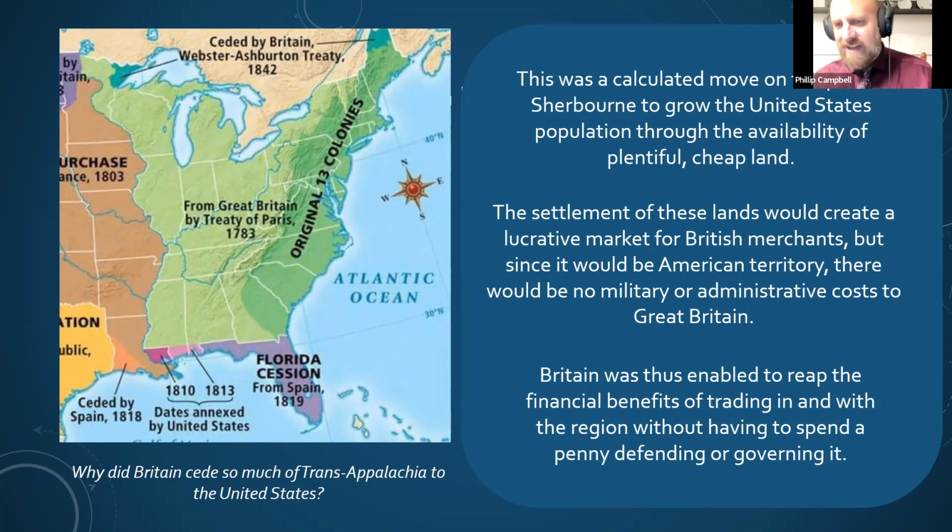This opened up vast markets for fur trading, for the trading of crops, for all sorts of stuff. And even later, once the industrial age starts, the British could reap the benefits of it. Remember, the British still own Canada, so there's going to be trade between Canada and the US, and they're not going to have to pay to defend it or administer it. Brilliant, Shelburne.